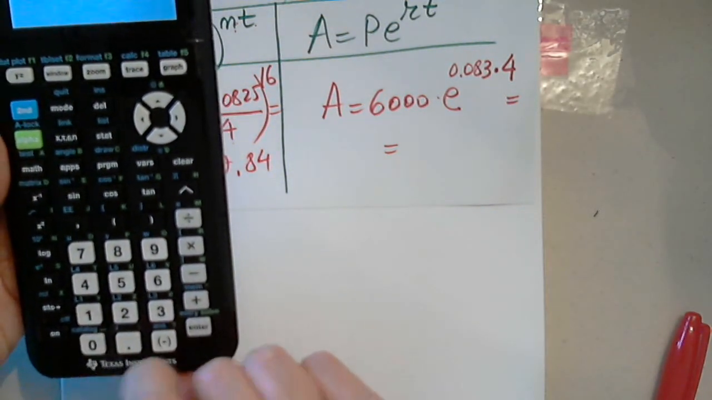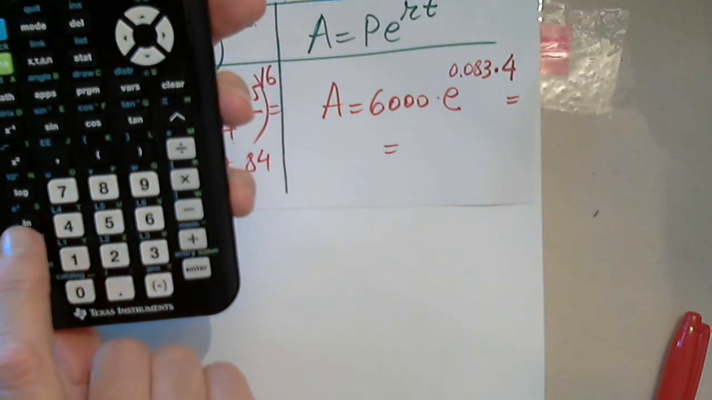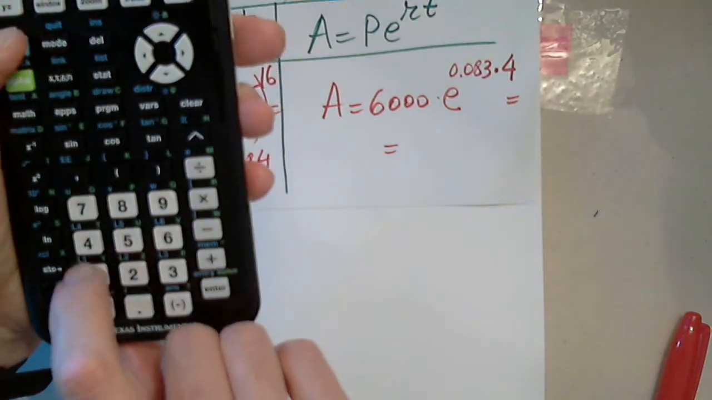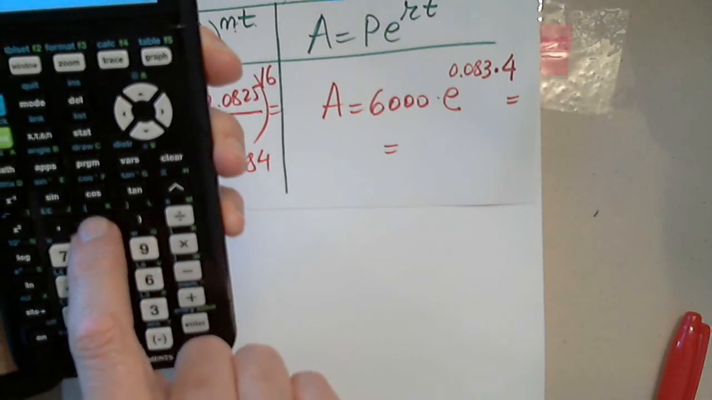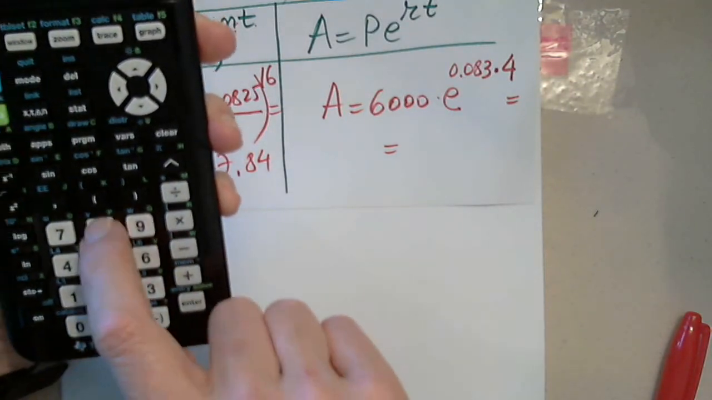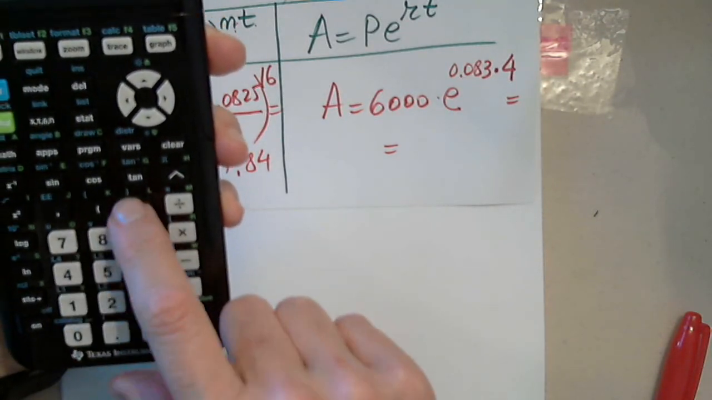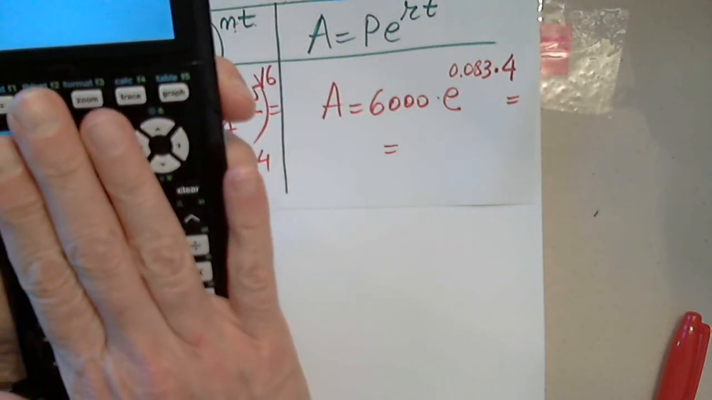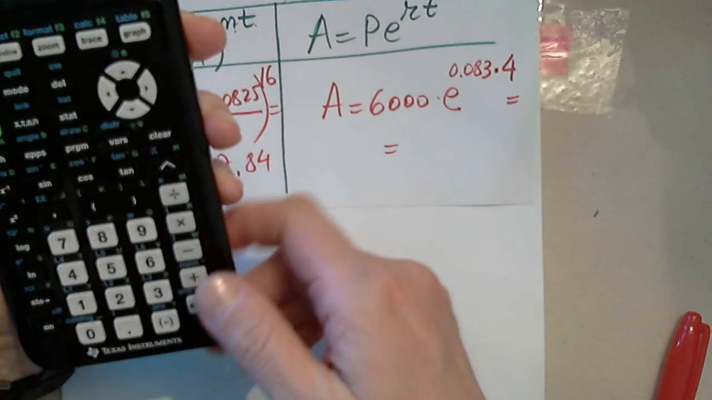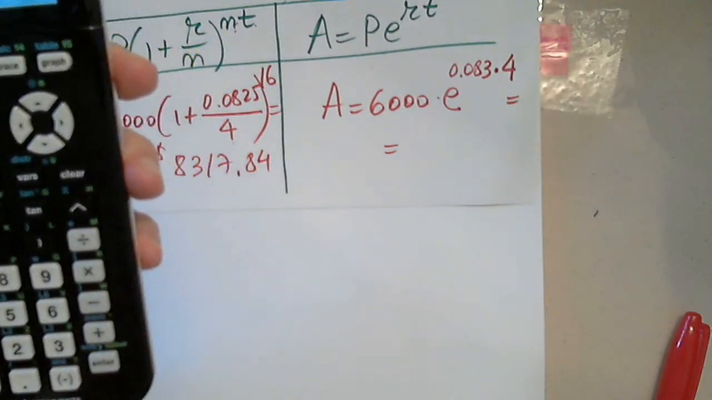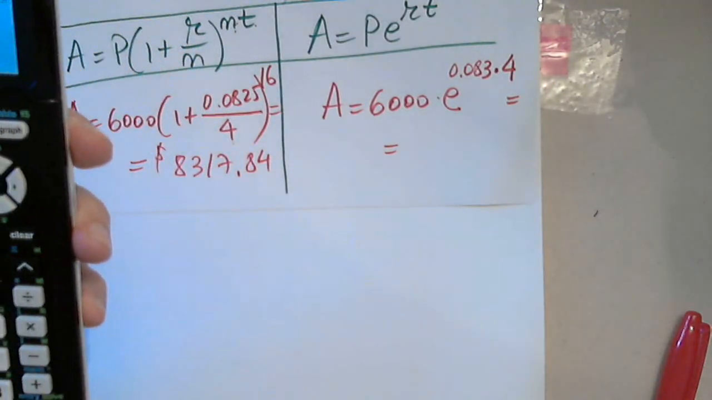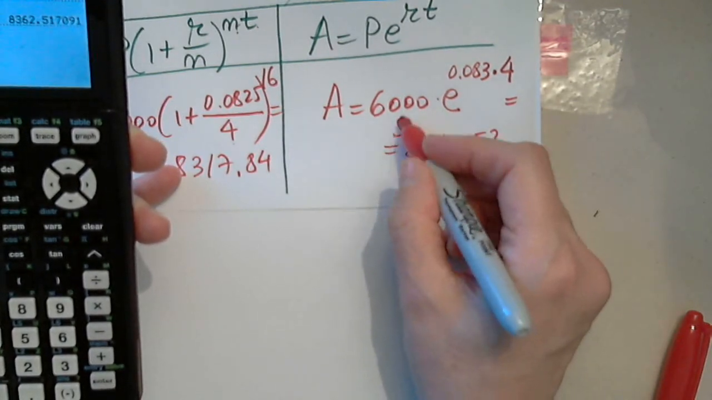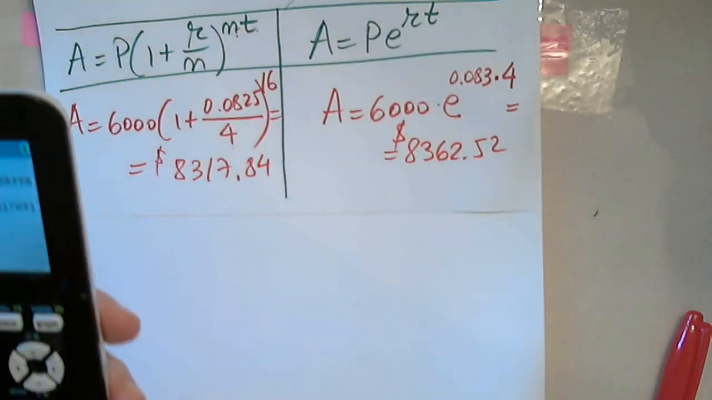And the other one, 6,000. Remember e with the power is this, e without a power is this. So I need e with the power, in parentheses 0.083 multiplied by 4, close the parenthesis. This calculator may not need parentheses, but I don't know. I don't want to have to go back. So 8,362.52.